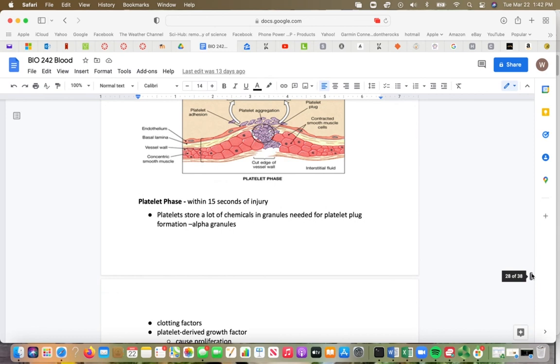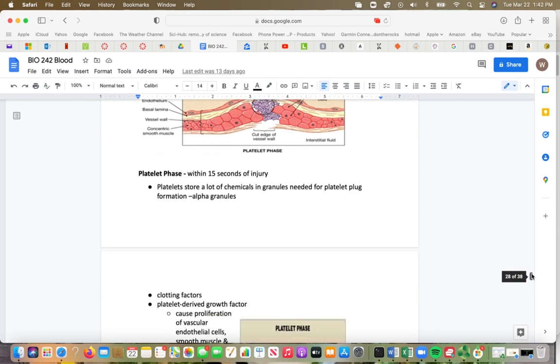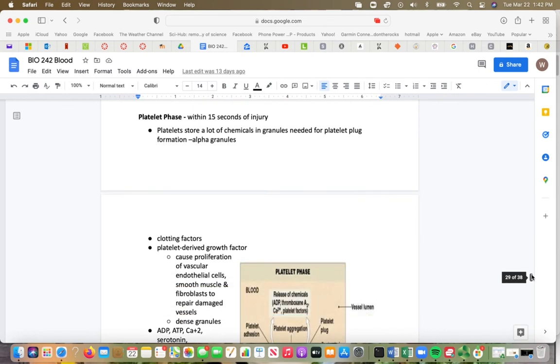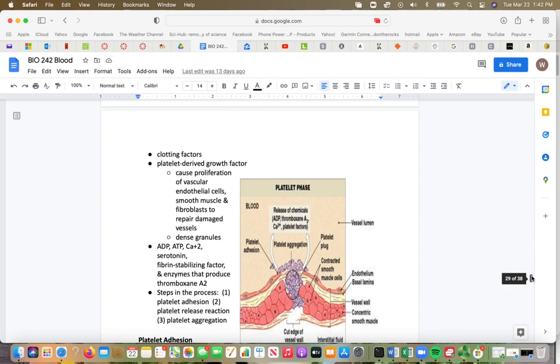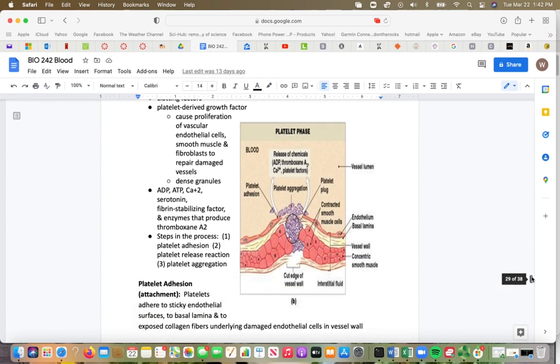So platelets themselves store a lot of granules needed for the platelet plug formation. We call them the alpha granules. There's clotting factors in there, and platelet-derived growth factor that will cause a proliferation of the vascular endothelial cells, smooth muscle, and the fibroblasts to get damage repair started. And then you've got dense granules in there. You also have ATP, ADP, calcium, serotonin, fibrin stabilizing factor, and enzymes that are going to help with the production of thromboxane A2.